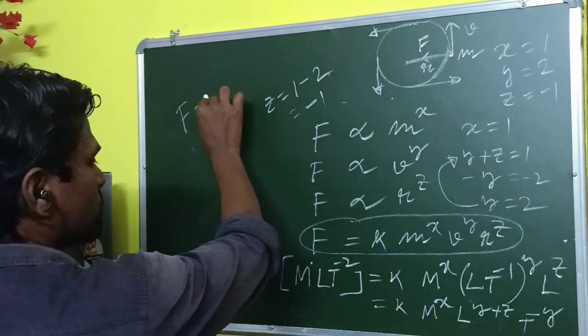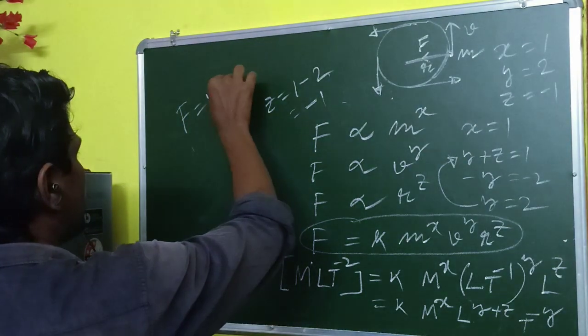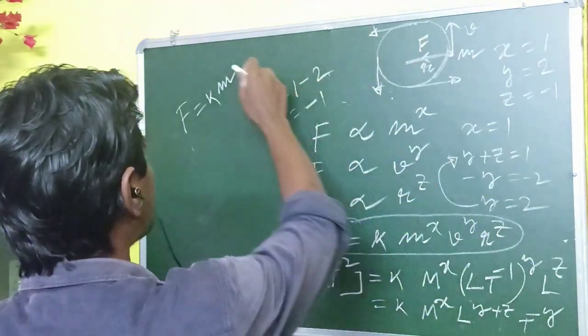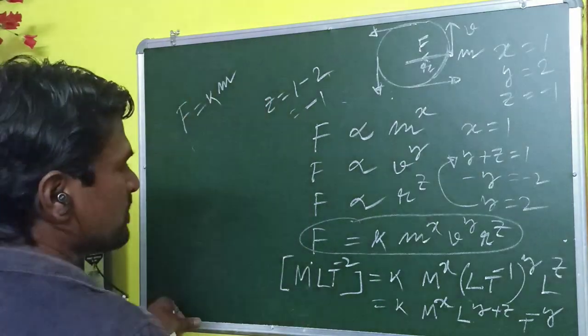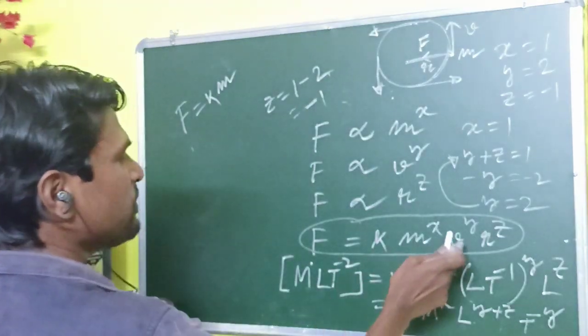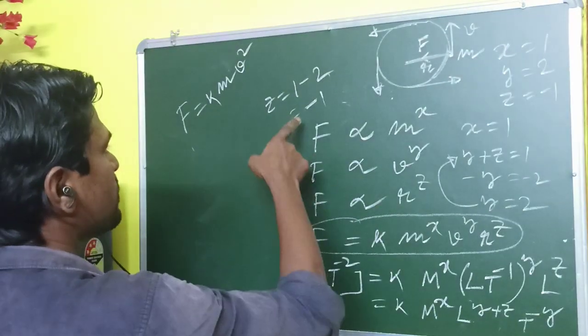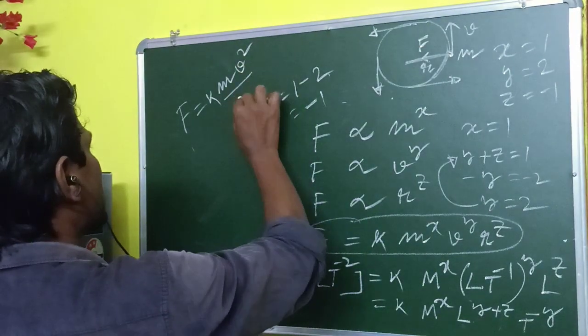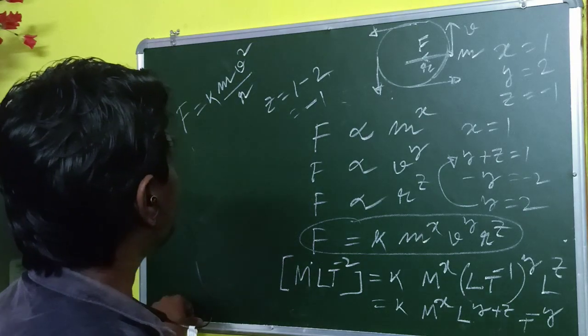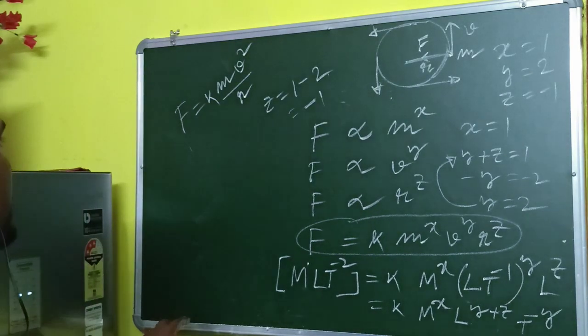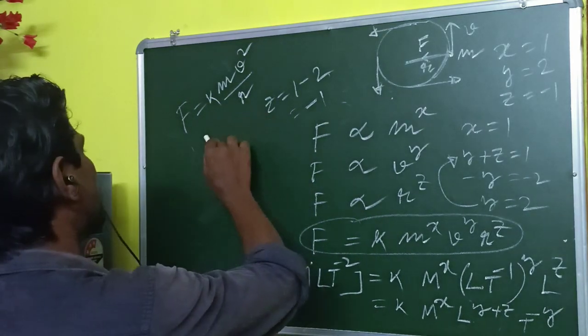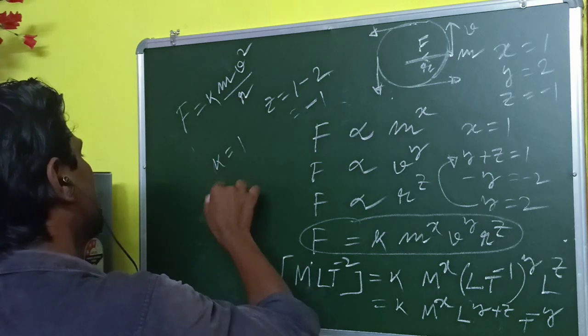So F equals a proportionality constant, m to the power of x, and here x is 1, so m you can simply write as m, and v for y, that is v squared, and r to the power of minus 1, so you can write it as the denominator. So F equals k m v squared by r, and you can take k equal to 1.